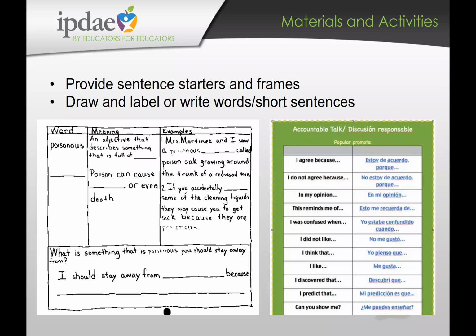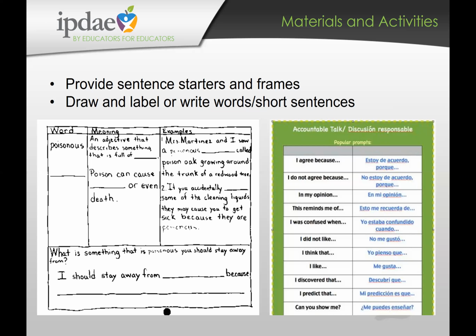Sentence frames and sentence starters. I just want to give you some examples of what those are. I find these two examples really interesting. I found them on the internet, and I thought I would just share them with you. The one on your left combines a graphic organizer and a sentence frame together. And as you analyze it, you can see it's not just a simple activity. You can easily remove certain words or the number of scaffolds in order to allow the student to independently complete the graphic organizer.